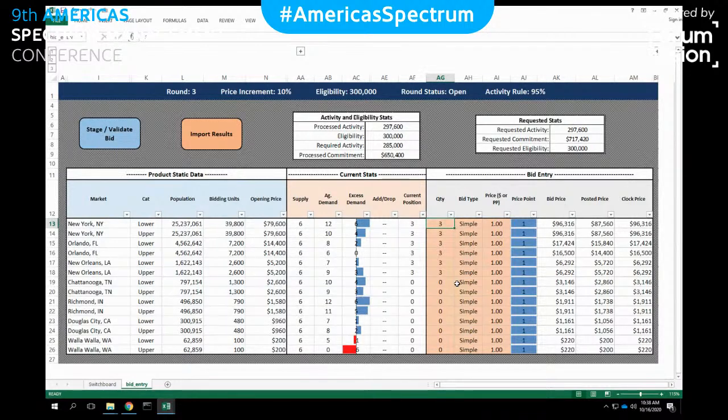Okay, so in this round, we're gonna drop one block in the New York lower at a price point of 0.5. And I wanna quickly discuss what the price point is and what information it's telling the auctioneer.